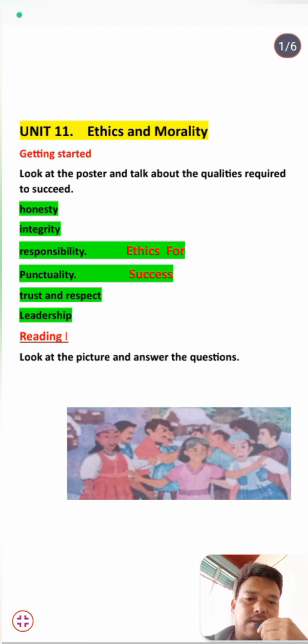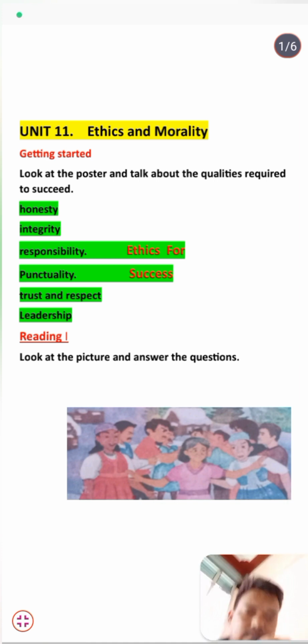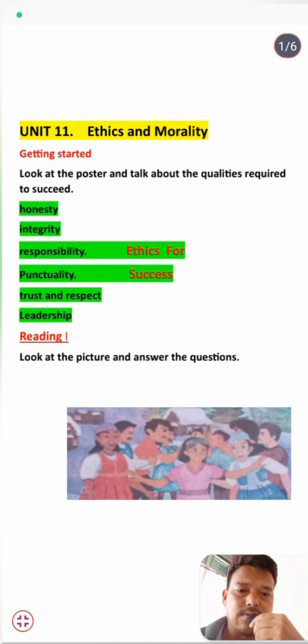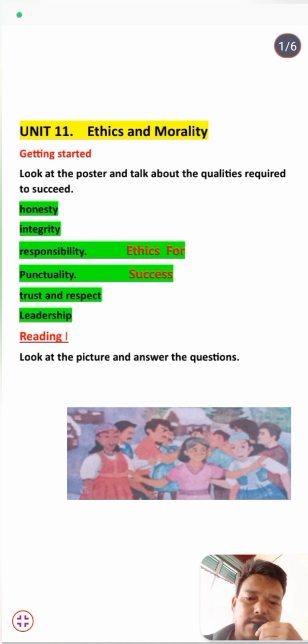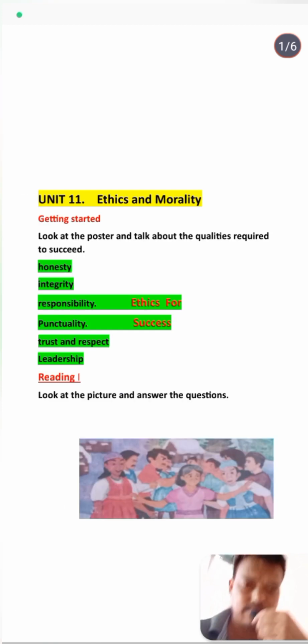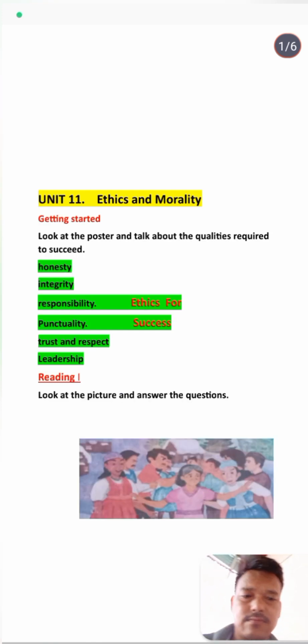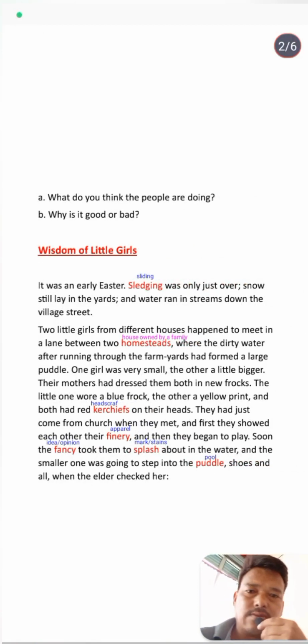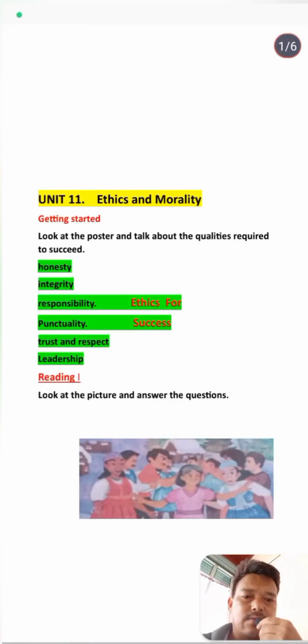We will start with the picture. Here, look at the picture and answer the question. Students, have a look at the pictures. What do you think about the picture, and what do you see here? So have a look at the question first. Students, here is the question: what do you think the people are doing? So what do you think, students, people are doing here in the picture?